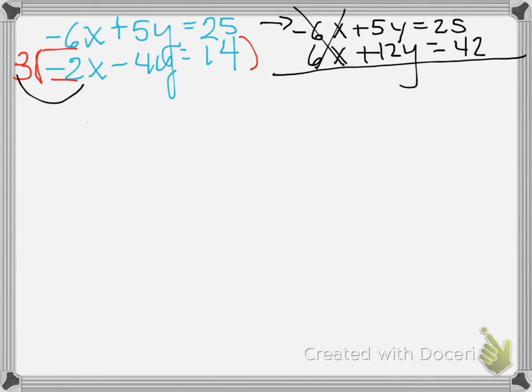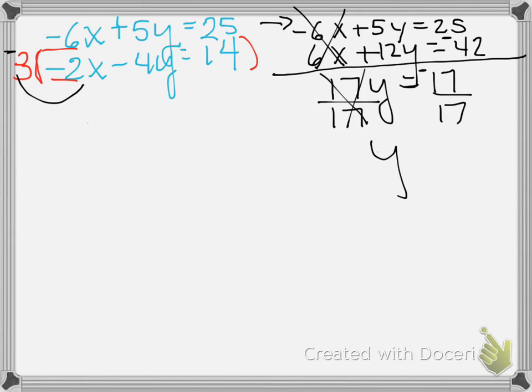These cancel, and I have 5 plus 12 is 17y equals, oh, I'm sorry, and that would be a negative 42. Negative 3 times 14 would be a negative 42. Okay, so 25 minus 42 is negative 17. Now we use the division property of equality. On both sides of the equation, we can divide by the same number, and we get a negative also. Oh boy, I'm forgetting my negatives. That would be a negative 1. So y equals negative 1.